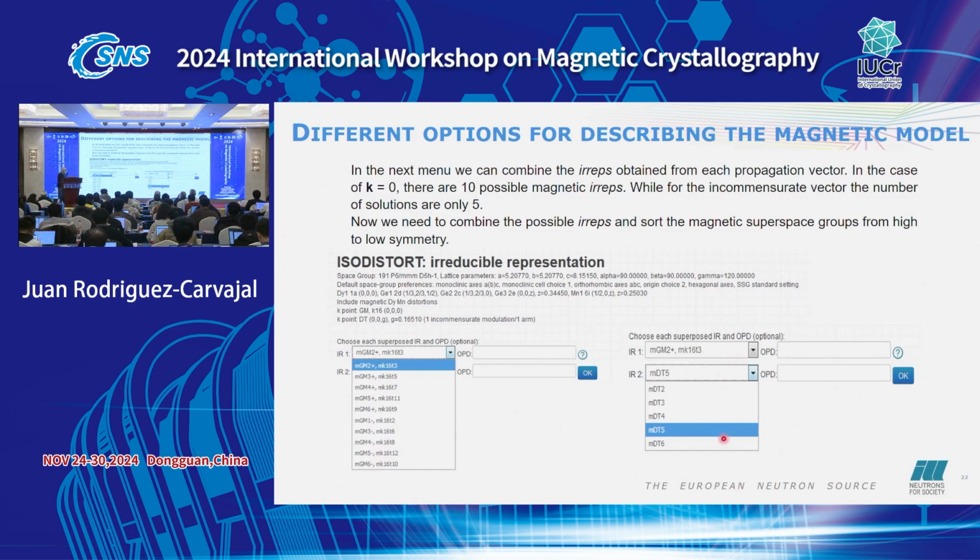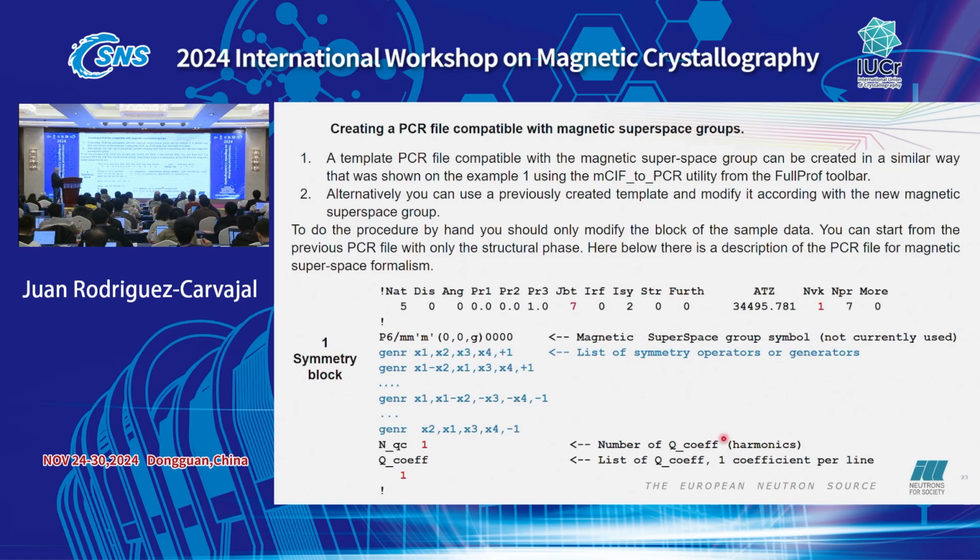When you do that, at the end you produce a CIF file, you export and download the CIF file, and then using the utility msif2pcr, you get a PCR file. The PCR file for an incommensurate magnetic structure using a superspace group has different blocks, and I will describe the blocks rapidly.